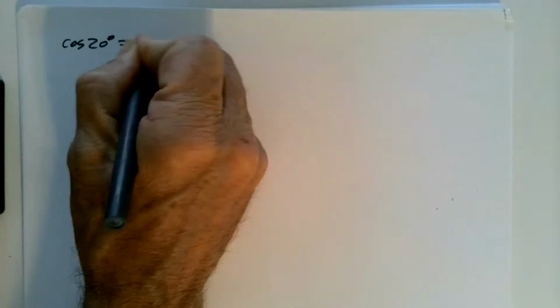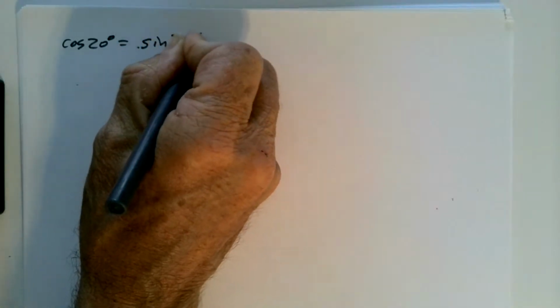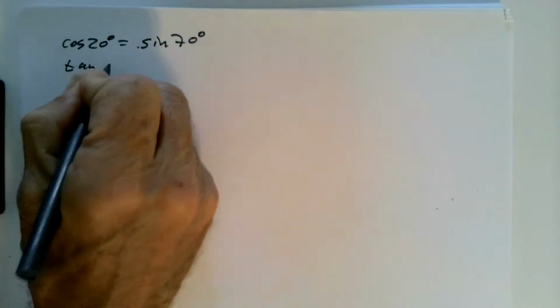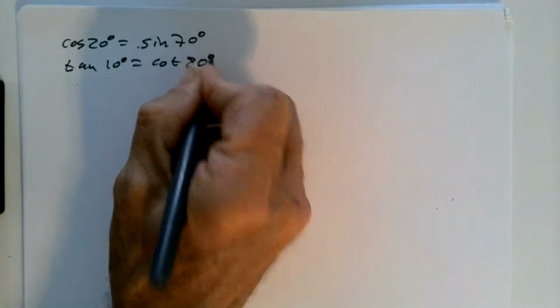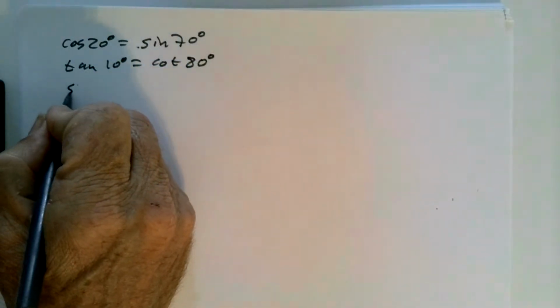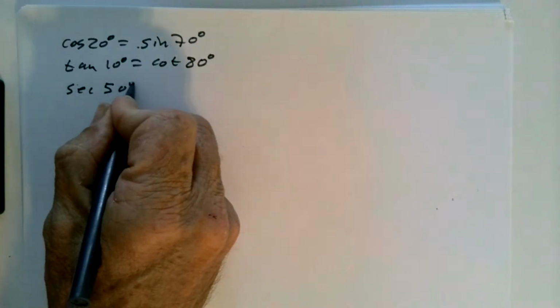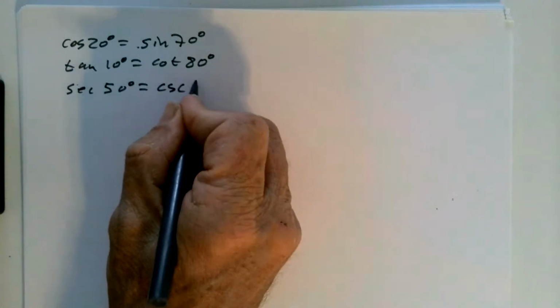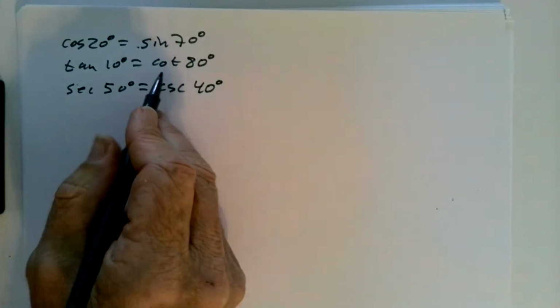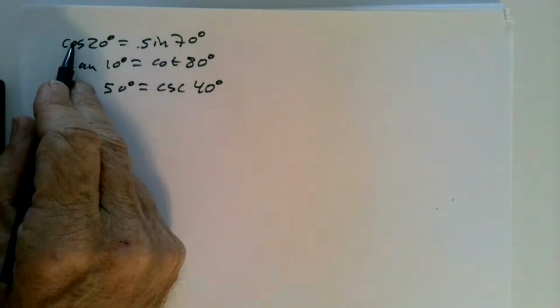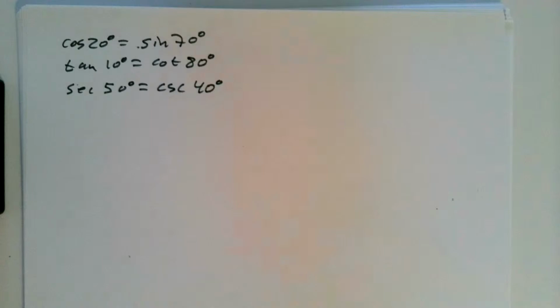So let's talk about it. The cosine of 20 degrees is the same as the sine of 70 degrees. The tangent of 10 degrees is the cotangent of 80 degrees. The secant of 50 degrees is the cosecant of 40 degrees. Cosecant, secant of the complement. Cotangent, tangent of the complement. Cosine, sine of the complement. So all of those properties work that way.